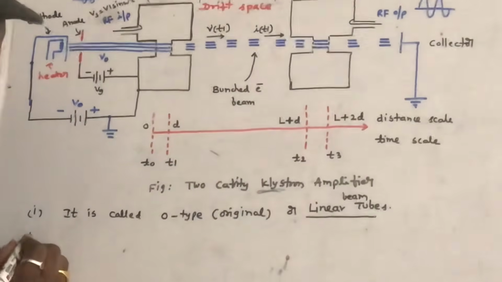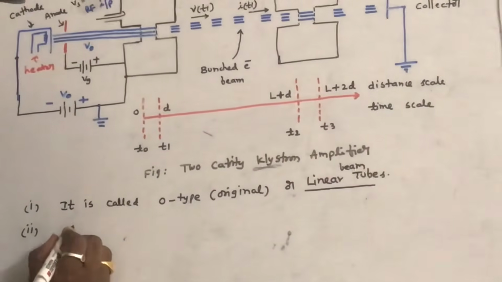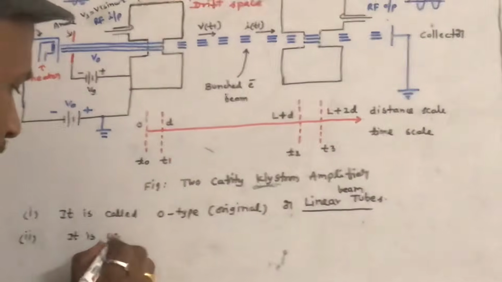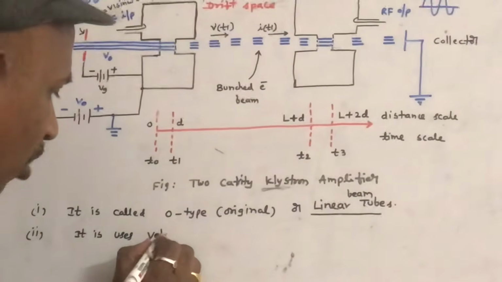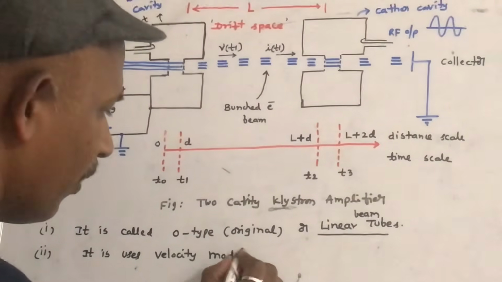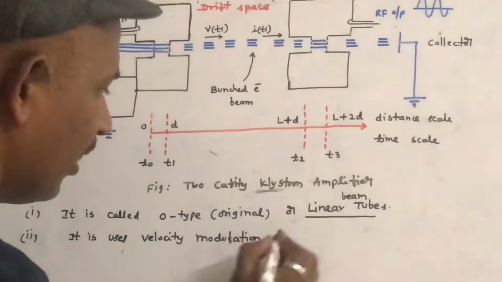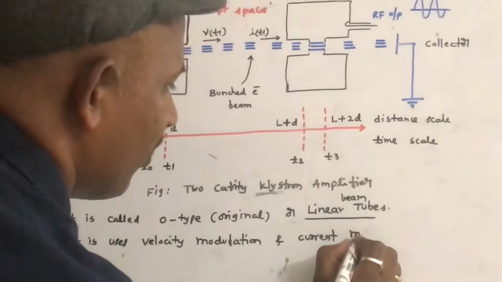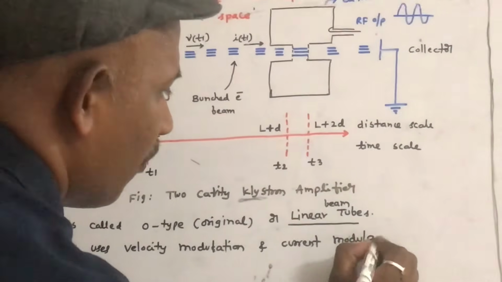Number 2, it uses velocity modulation, a very important point, velocity modulation and current modulation. Velocity modulation first occurs, and it results in current modulation.